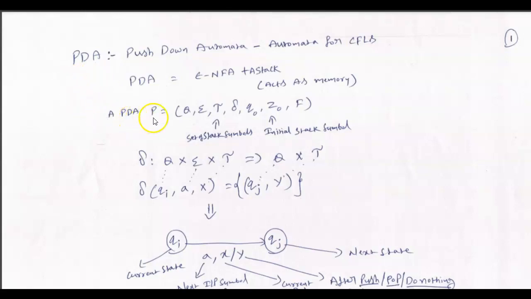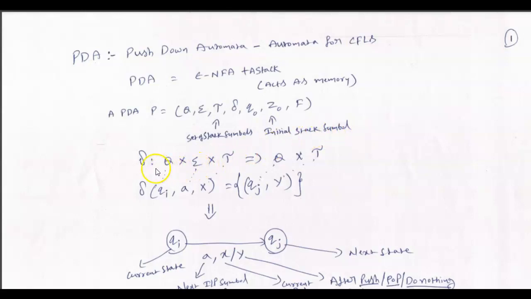This push-down automata can be represented by using a 7-tuple value, whereas in earlier finite automata we have a 5-tuple value. In addition to that, we have two more symbols, and those two more symbols are related to the stack itself. One is tau, the set of stack symbols, and the next one is Z0, the initial stack symbol. These are the additions to the finite automata that we already went through, in the PDA.